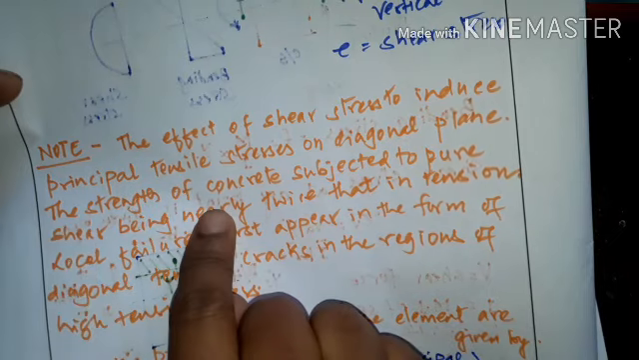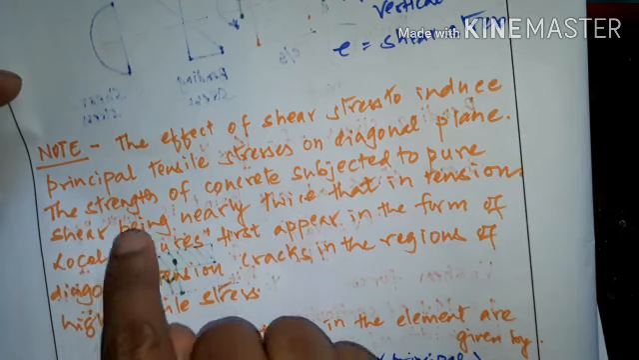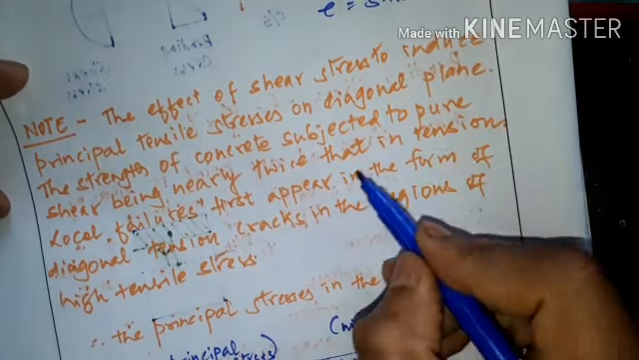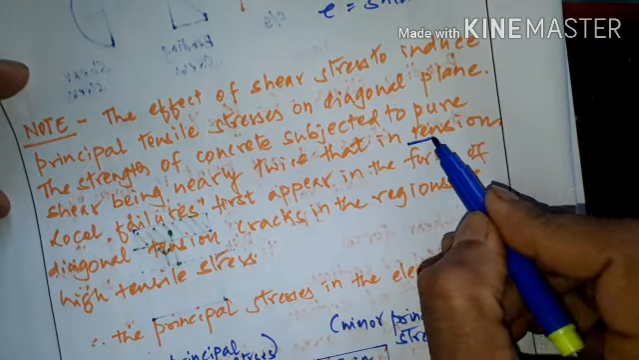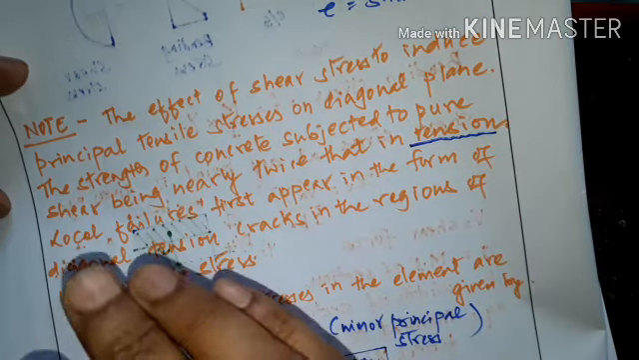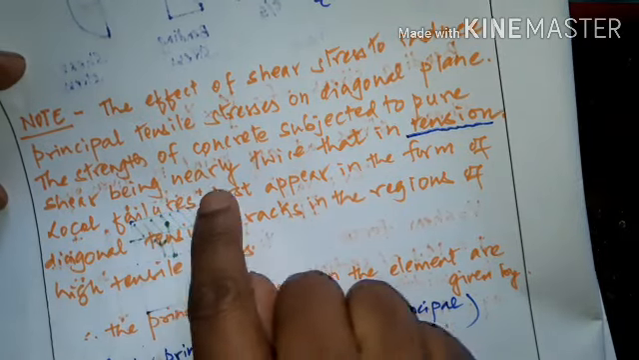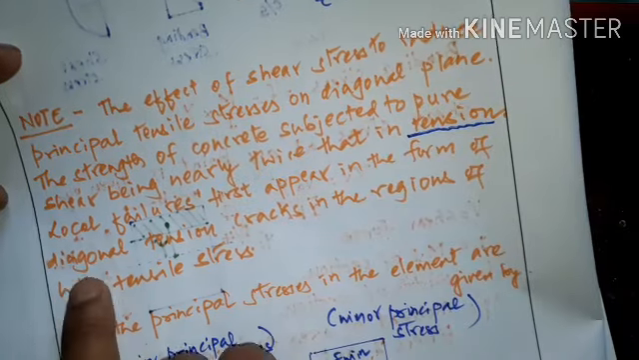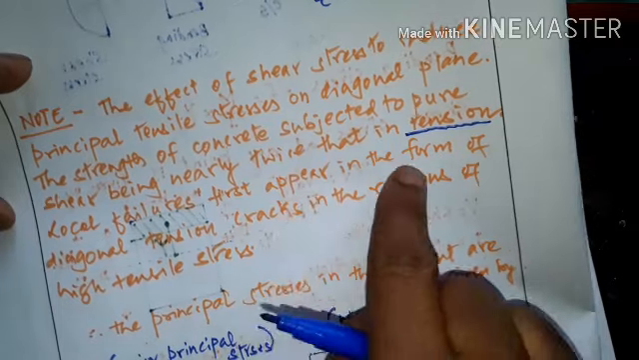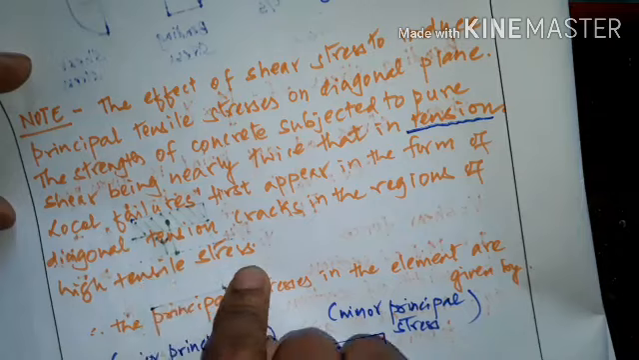The strength of concrete subjected to pure shear is nearly twice that in tension. So whatever principal stresses develop in the concrete beam on the diagonal plane, they are twice in tension. Local failure first appears in the form of diagonal tension cracks in the region of high tensile stresses.